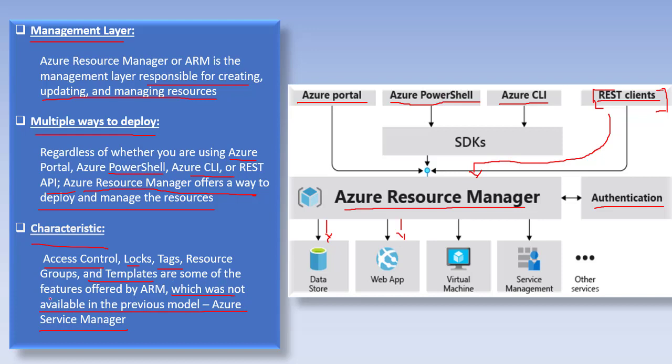Some of the features offered by ARM are access control, logs, tags, resource group and template. Remember I spoke about classic before this ARM. There was a way to create resources which was classic. Initially we spoke about that. So this template feature was not even available in classic. This is available only with ARM. Now this is what ARM is all about.